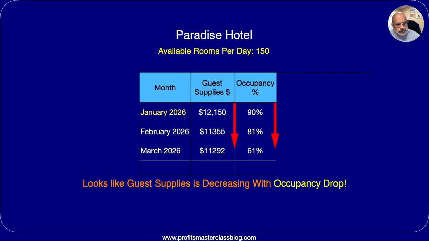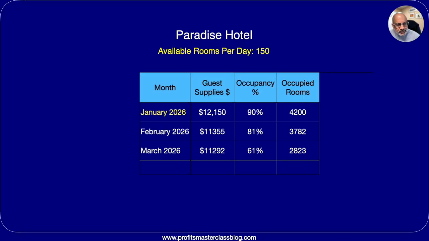From the table, Marcus notices that when his hotel occupancy decreased from 90% in January to 81% in February and then to 61% in March 2026, the guest supplies variable expense in those months have decreased as well. All seems okay. Or was he missing something huge? Let's find out.